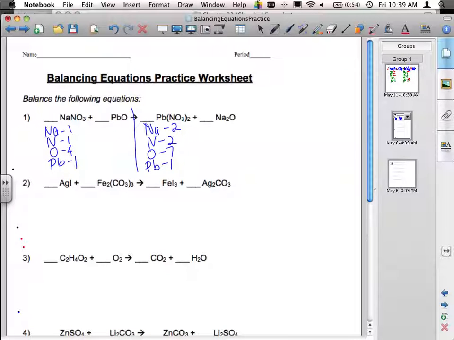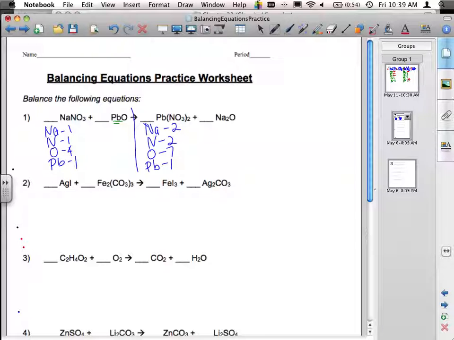I'm going to start by looking at the sodium. And I notice I have 1 on this side, 2 on that side. Nitrogen 1 and 2, so those aren't balanced. Oxygen is 4 and 7. It's not balanced. Lead is the only one that is really balanced. So if at all possible, I want to try to avoid lead, but in this case, to get the oxygen balanced, I'm probably going to have to change that. Now, where do we start?